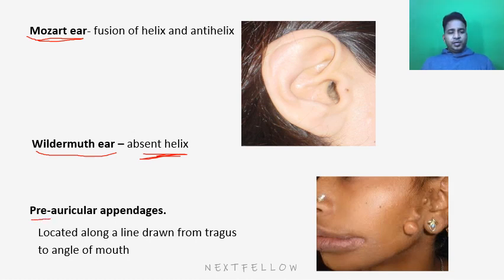Now there are preauricular appendages. So what are preauricular appendages? In the area which is anterior to the auricle, the preauricular area, sometimes there is presence of some skin tags or some sort of tissue. So look at this diagram. This is a preauricular appendage. It is present in the preauricular area, as you can see here.